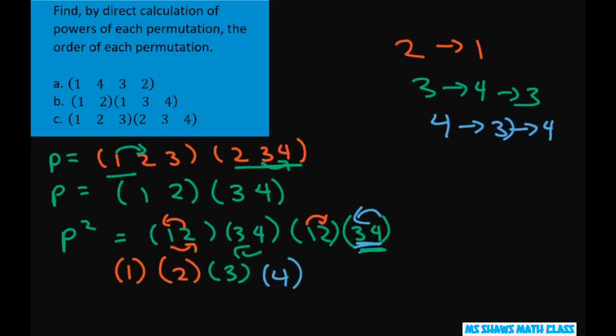This is your identity. So that means our order is 2.